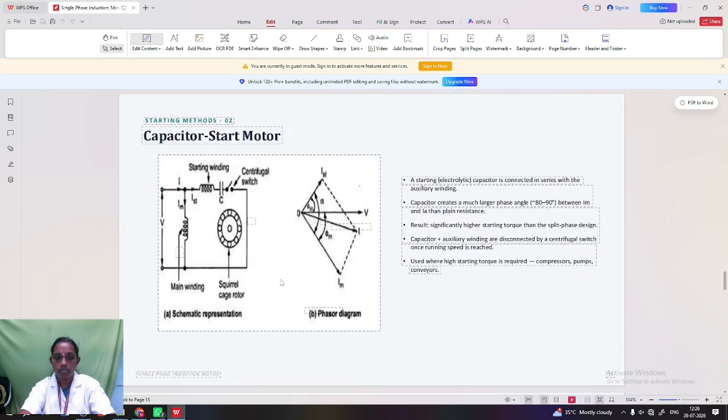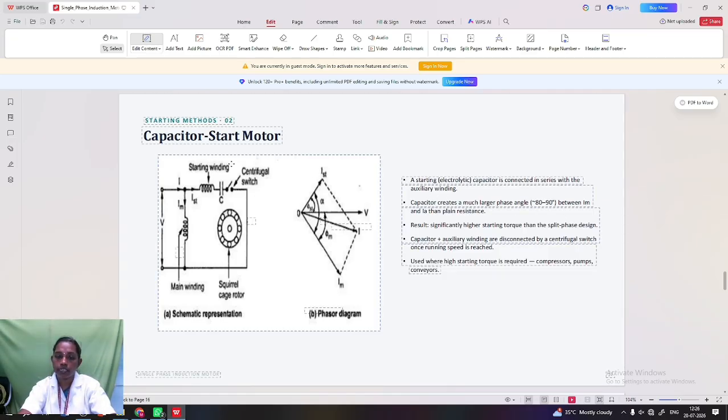Next, the capacitor start motor. Okay, it is the same as the split phase motor. In addition to it, we have used one capacitor. This capacitor creates a much larger phase angle. That is, here alpha is more compared with the split phase motor. In order to increase this alpha value, we have used the capacitor here.